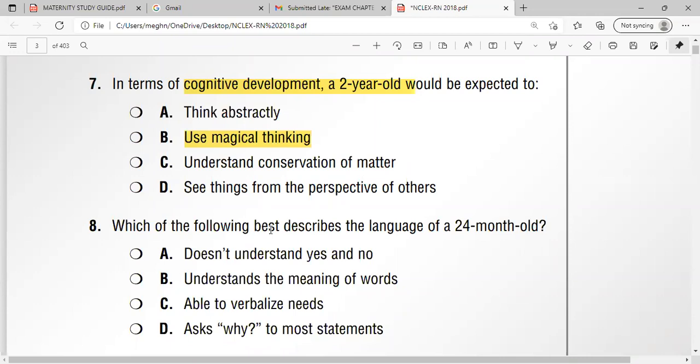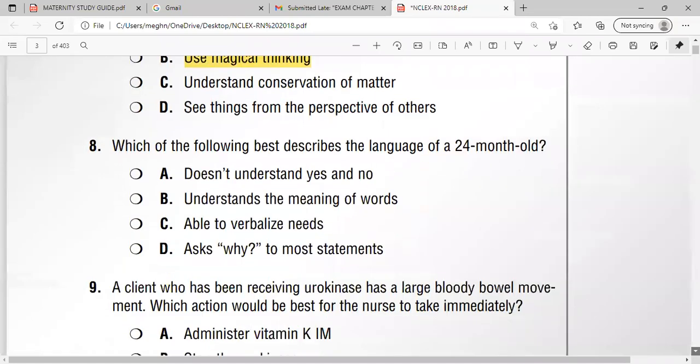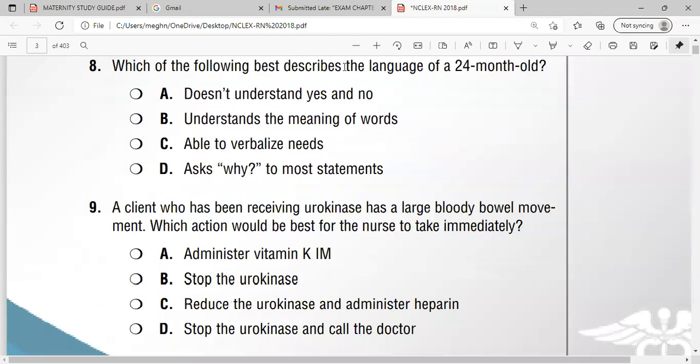Number 8, which of the following best describes the language of a 24-month-old child? So language, and 24 months old means a 2-year-old baby boy, how do they talk? Number A, does not understand yes or no. Number B, understands the meaning of all words. Number C, able to verbalize needs. And number D, asks why to most statements.